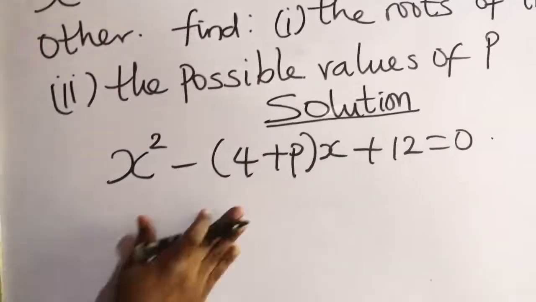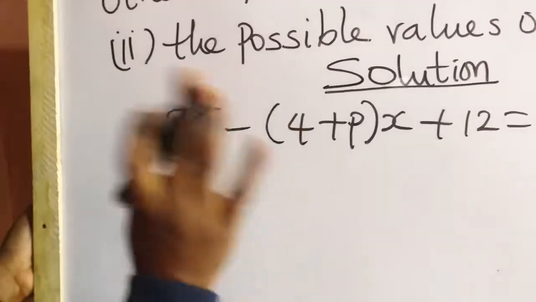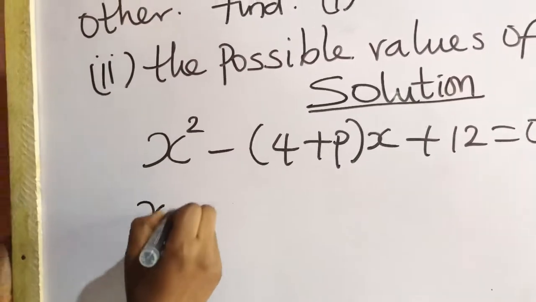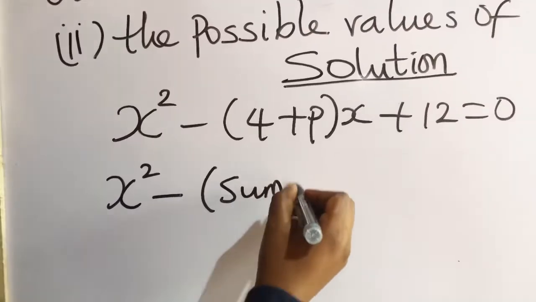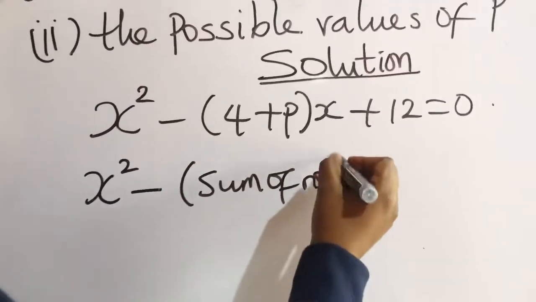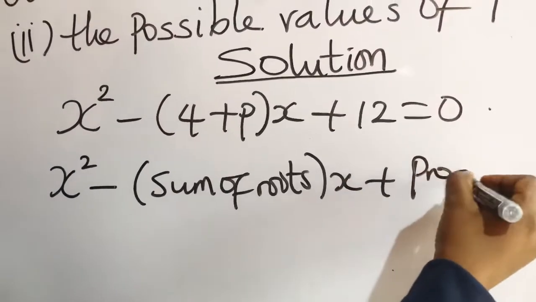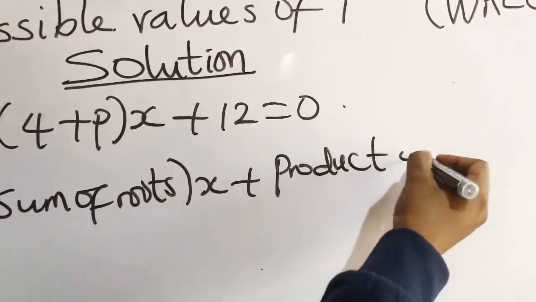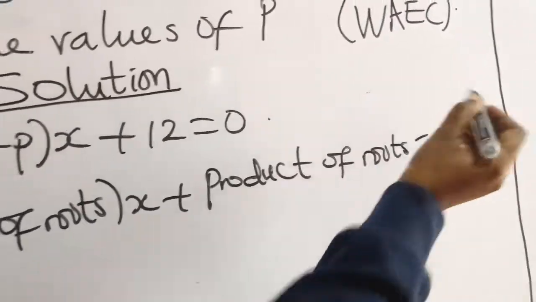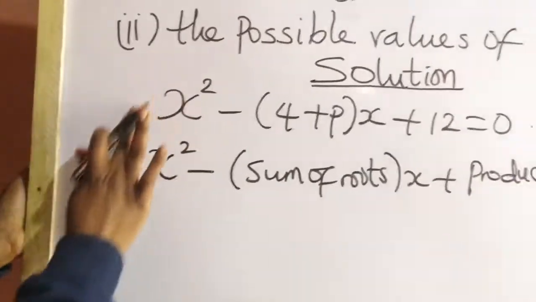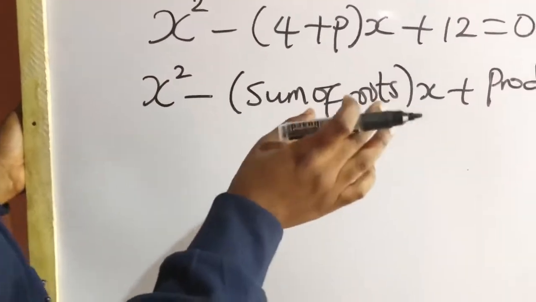So let's compare it with the equation that we can quickly use to generate a quadratic equation, which is x squared minus sum of roots multiplied by x plus product of roots is equal to 0, since the coefficient of x squared is equal to 1. So you can quickly use that one.